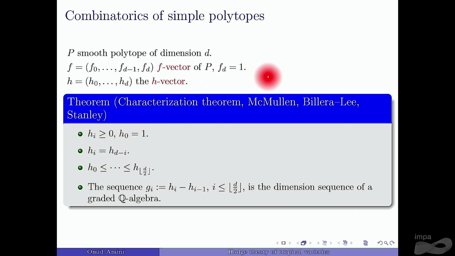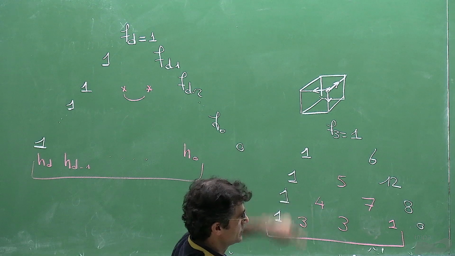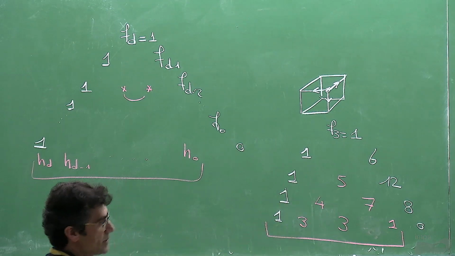Okay, so what is the characterization theorem? These are the necessary and sufficient conditions for an H vector to be an H vector of a smooth polytope. First of all, the Hi should be non-negative. It should be symmetric, as here. And then it should be unimodal. It means that it goes up to the middle, and then by symmetry, it should come down.